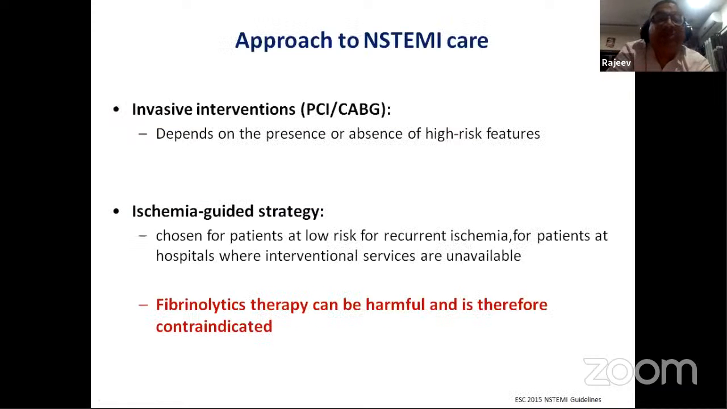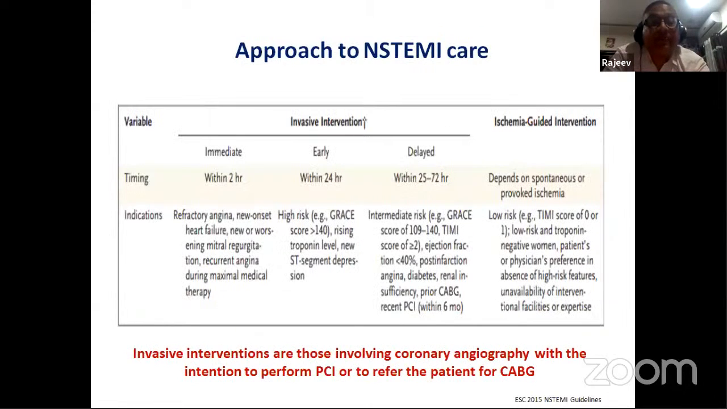In non-ST elevation MI, invasive intervention, that is PCI or CABG, depends on the presence or absence of high risk factors. Ischemia guided therapy is chosen for patients at low risk for recurrent ischemia, and for patients at hospitals where intervention services are unavailable. Fibrinolytic can be harmful and therefore is not indicated. So basically, only use fibrinolytic in ST elevation. Please do not use it in non-ST elevation MIs.